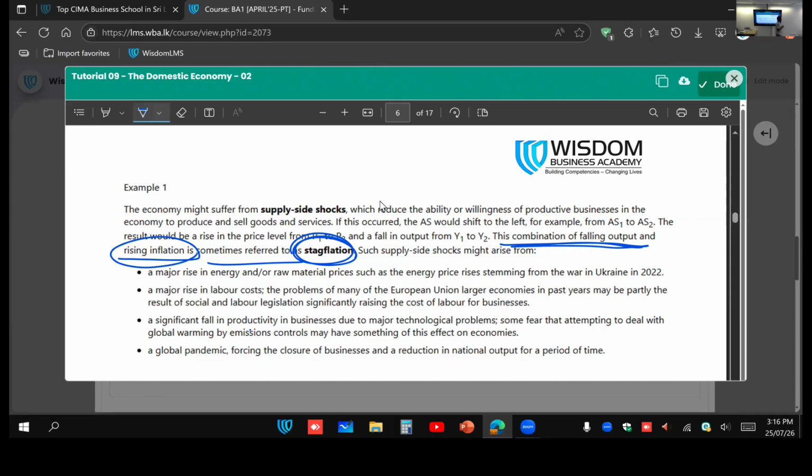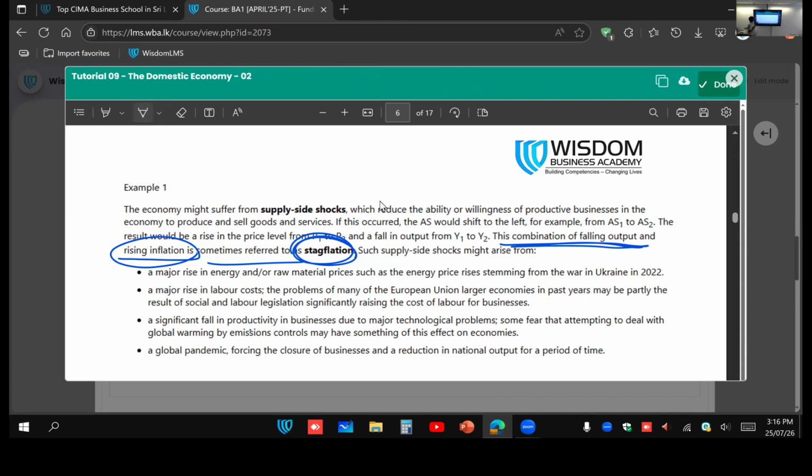So again, tell me what would happen if a supply side shock happens? So when COVID-19 came, what happened? Supply went down. As a result, output reduced, price increased. That is known as stagflation. Clear? Perfect. So the next example.